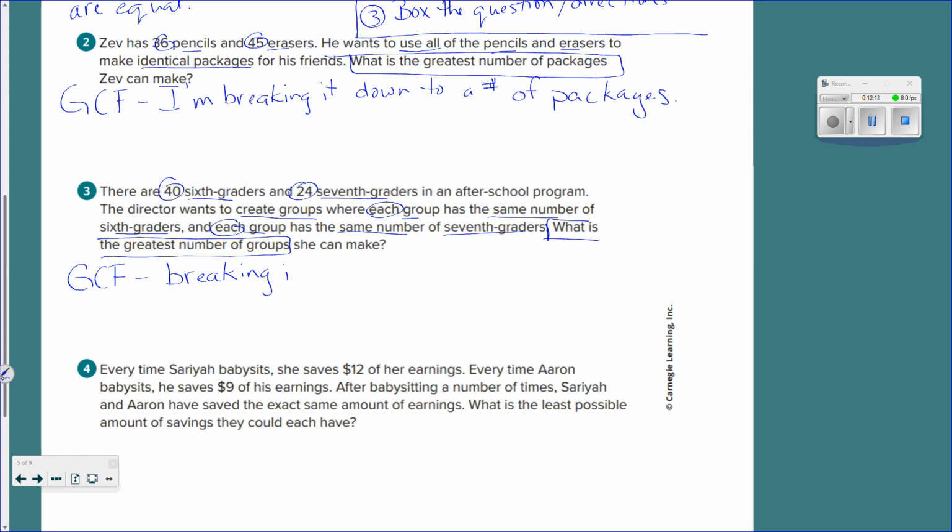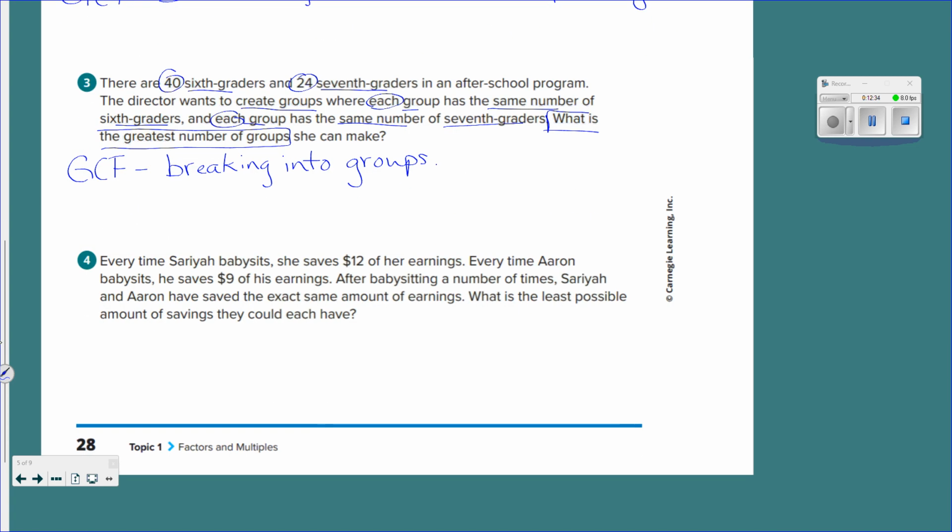Breaking the numbers down and then set their groups, that's going to be a GCF. And I'm finding where they meet, that's an LCM. So every time Soraya babysits, she saves $12 of her earnings. Every time Aaron babysits, he saves $5 of his earnings. After babysitting a number of times, Soraya and Aaron have saved the exact same amount of earnings. What is the least possible amount of savings they could each have?